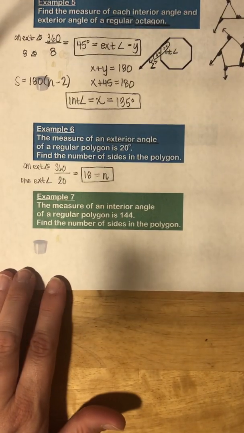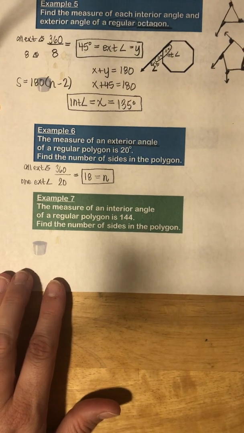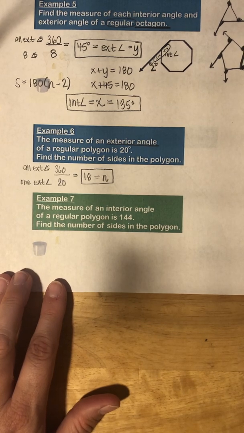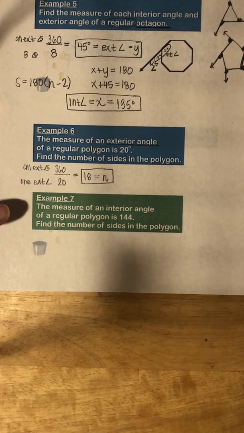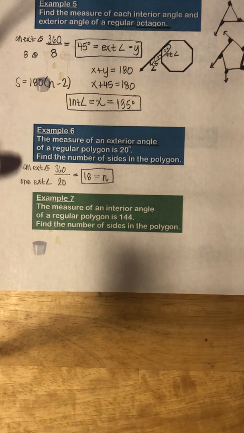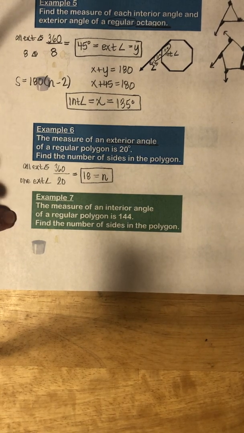All right, example 7 says the measure of an interior angle of a regular polygon is 144. Find the number of sides in the polygon. Well, this particular example is pretty similar to this one with one difference. In this example, we knew the measure of an exterior angle. In this example, we know the measure of an interior angle.